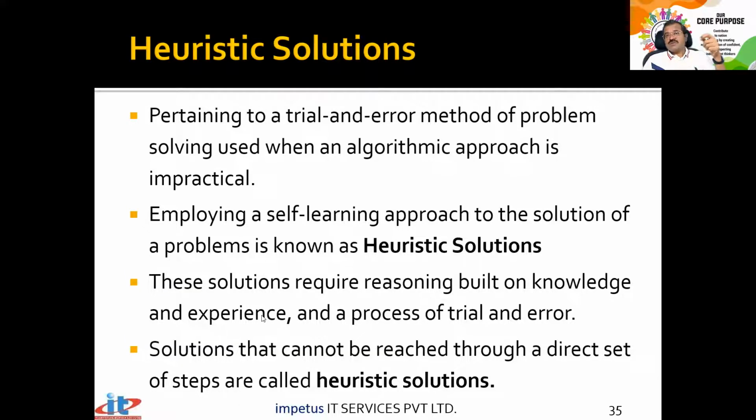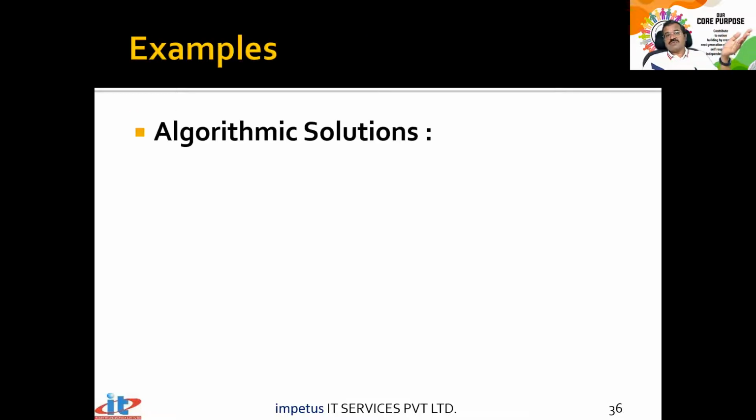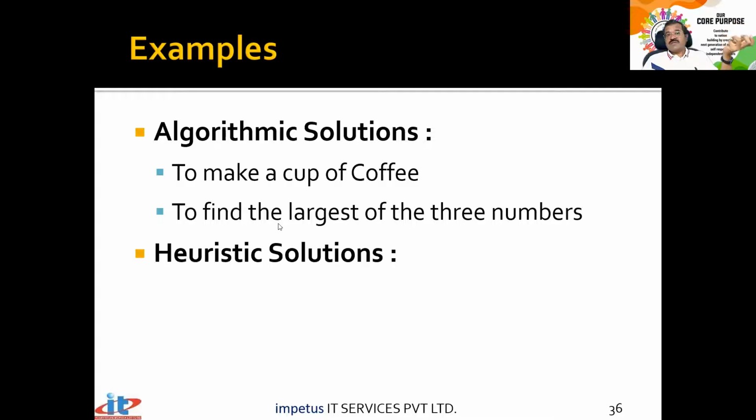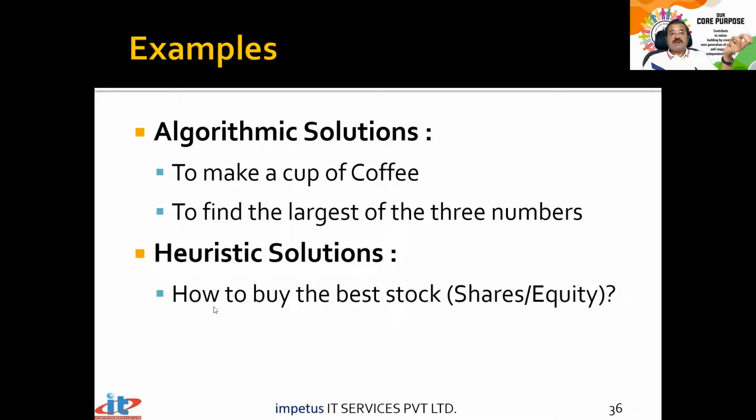So these are heuristic solutions, and that requires some additional techniques for us. This could be learned later. Focus on algorithm solution first. So algorithm solution: making a cup of coffee, finding the largest of the three numbers. Heuristic solution: how to buy the best stock, shares or equity. Very difficult decision. How to play chess. Very difficult decision.